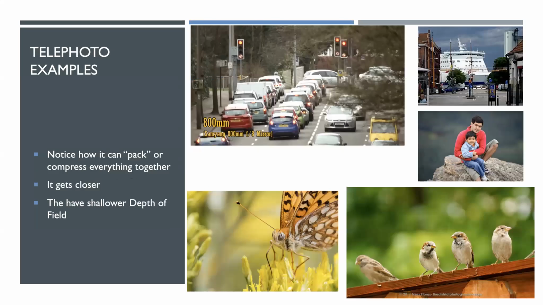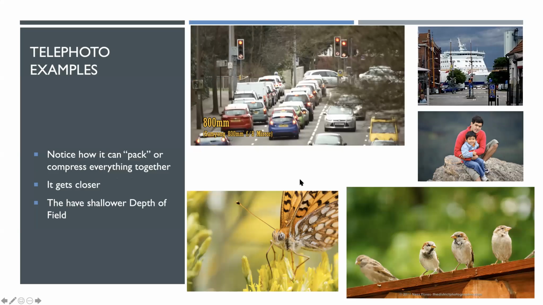Here are some examples of that. Now, we already know that it does create shallower depth of field. So like with these images, this image of the man and the little boy, you have shallow depth of field because that background just goes very indistinct, right? Same thing with the birds and for this butterfly.